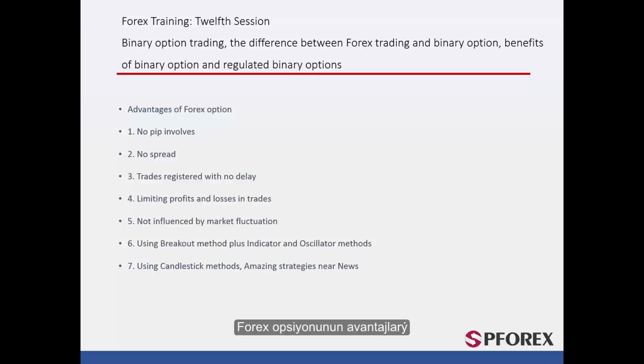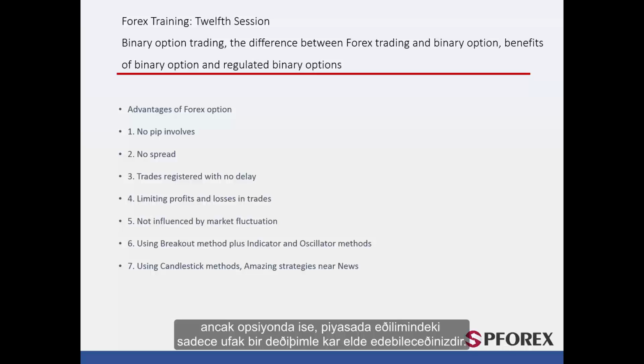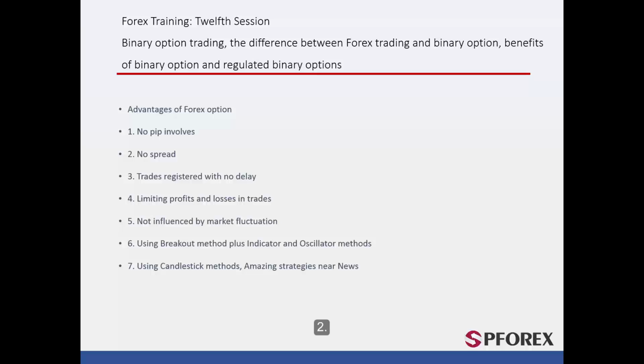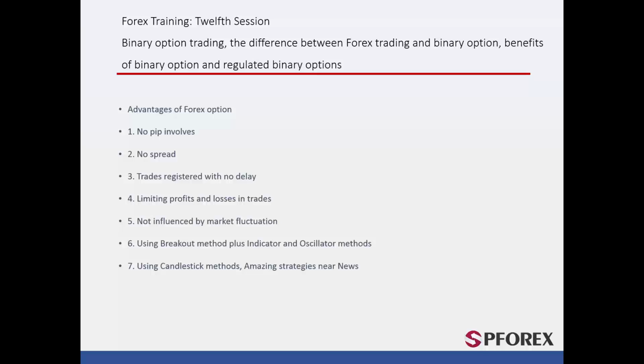Advantages of Forex option. Now it is time to look at the advantages of Forex option. 1. You are not dependent on pips. This means that in a normal market, in order for a party to make a profit, they need market movements, but in option, with just a bit of change in the market trend, you can make a profit. 2. It does not include spread, which means the asking price and the selling price are equal, and you only have to pay the commission.